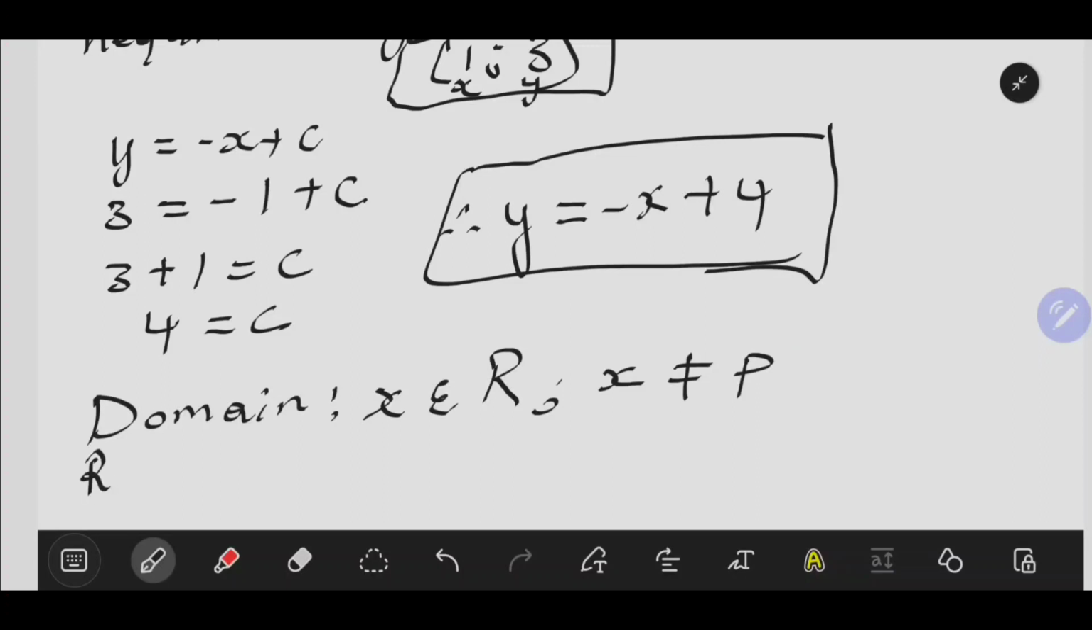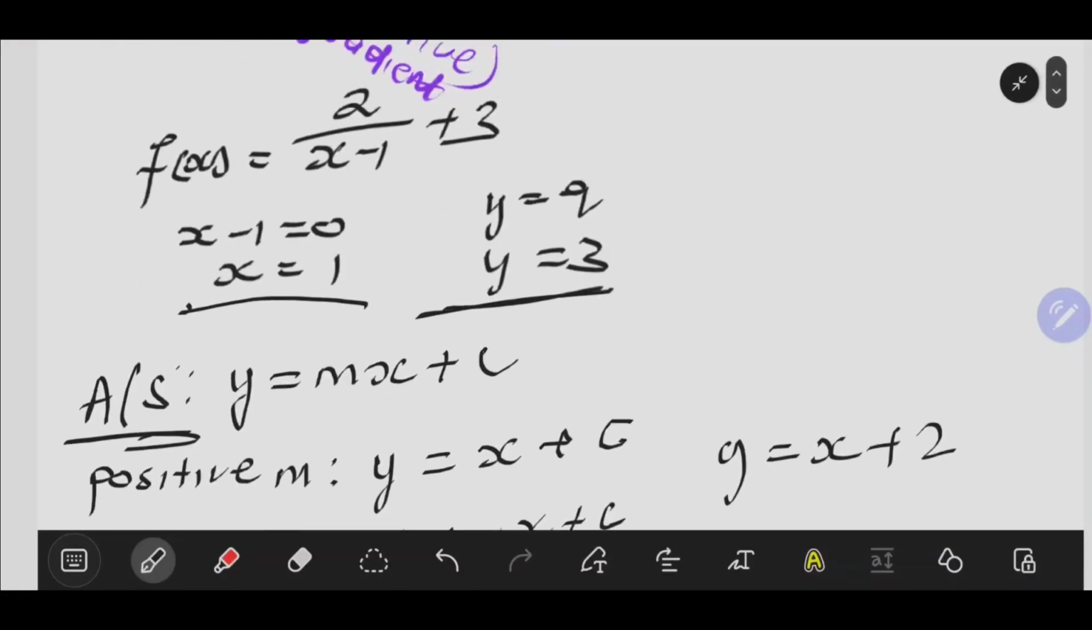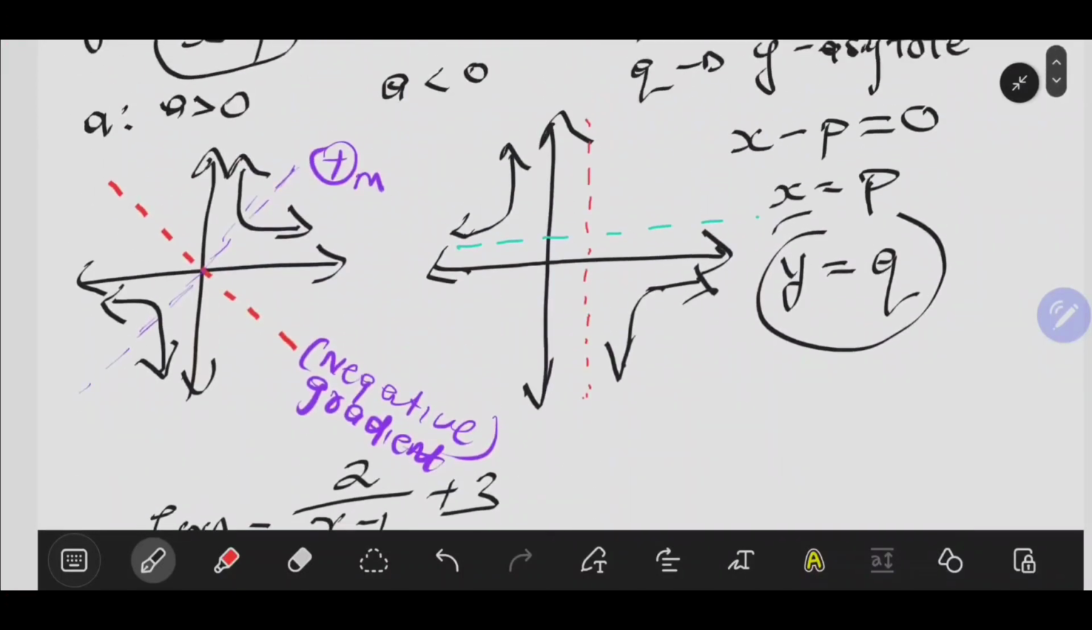Then for the range of this graph, we say y is an element of the real numbers, but y must never be equal to the y asymptote. So even for y, for every other possible y value, the graph is possible, but on this horizontal asymptote, our graph is not possible. So this is how you can write your range and your domain.